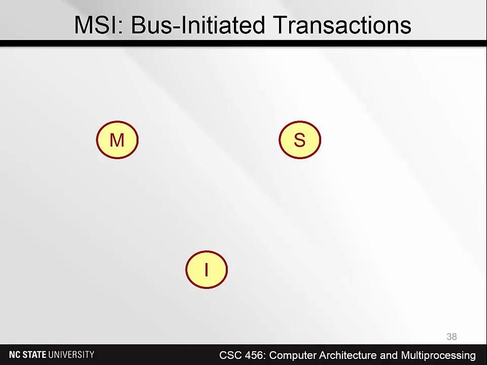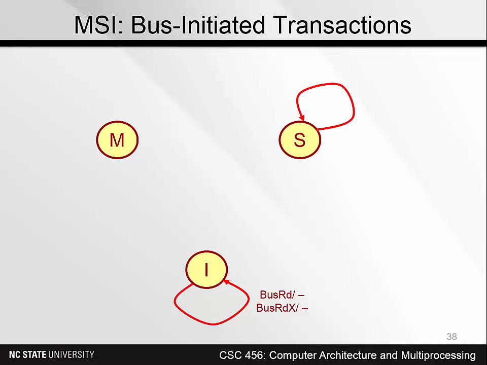Now let's look at the bus transactions. If our cache has a line in invalid state and another processor reads or writes the block, this will come in as a bus read or bus read X transaction across the bus. Our cache doesn't have to take any action because the line is already invalid.